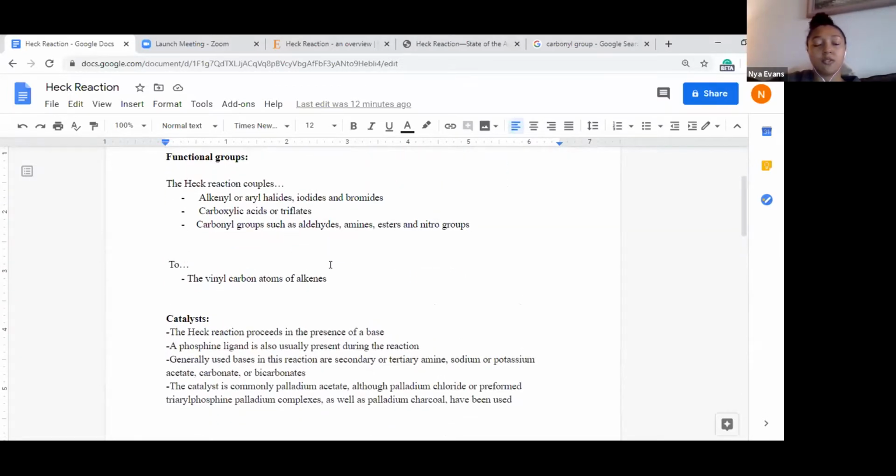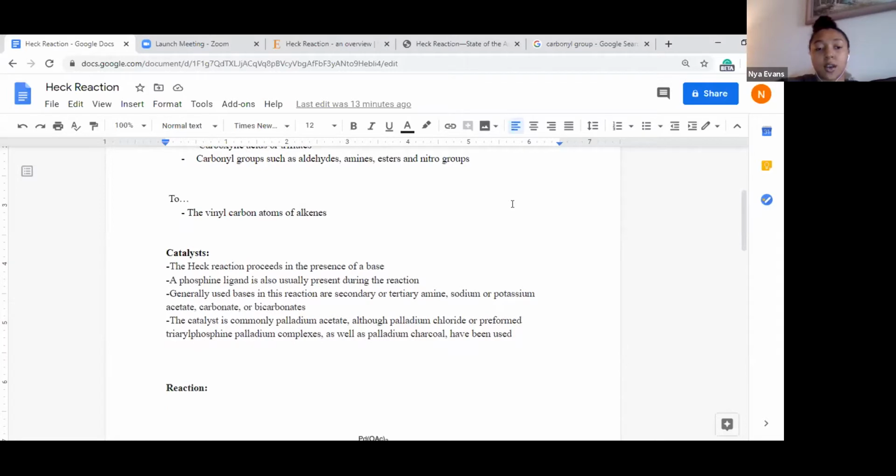The Heck reaction, the functional groups that are involved in it: it couples alkenes or aryl halides, such as iodides and bromides, carboxylic acids or triflates, and carbonyl groups such as aldehydes, amines, esters, and nitro groups. It couples and tolerates a lot of different functional groups, to the vinyl carbon atom of alkenes. For the catalyst portion, the Heck reaction proceeds in the presence of a base, and usually a phosphine ligand is also present during the reaction.